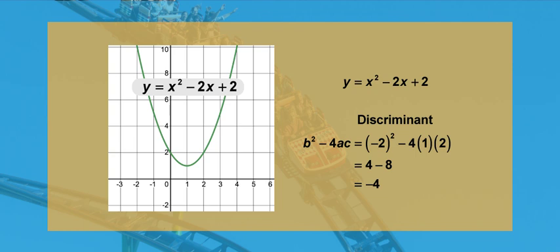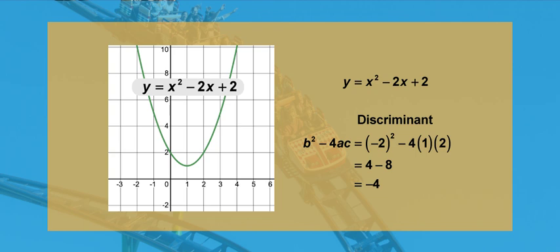Let's start with a quadratic equation with no solutions. This is a parabola that doesn't intersect the x-axis, so it has no solution. We can confirm this by calculating the discriminant. With the discriminant less than 0, that confirms there are no solutions. But we need to amend what we said before. The discriminant determines if there are solutions that are real numbers.